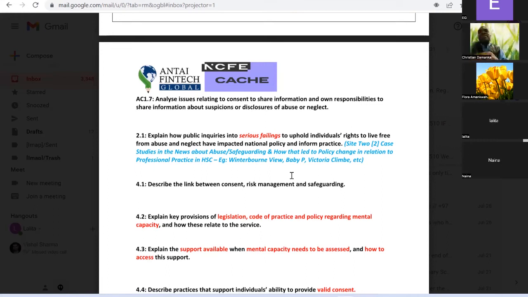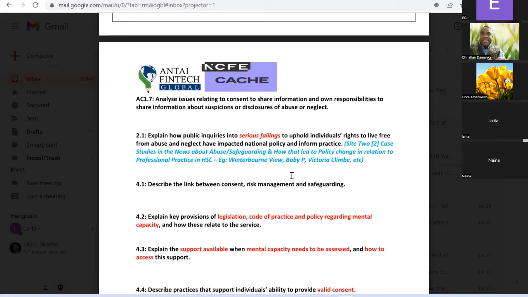Simply telling you what is the law. Key provision of legislation, code of practice, and policy regarding mental capacity and how this relates to the service. It's simply telling you what is mental capacity and which laws underpin the Mental Capacity Act. That's what that question means.